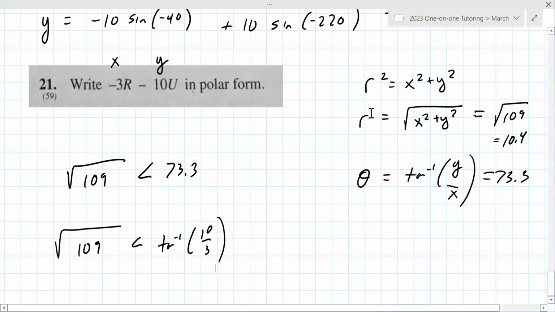So I'm just looking at it. It would be square root of 109 next to the angle 73.3. Gotcha. All right, very well.